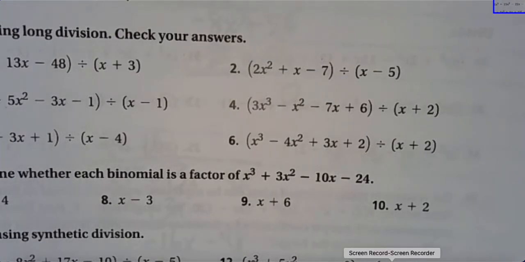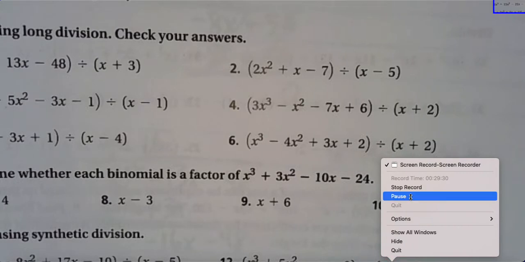Don't we flip it around? Yeah. Oh, column. So you're going to write 2x squared plus x minus 7 in the little division thing. And you're going to write your x minus 5 over here. So x minus 5, your little division bar, and then the box.